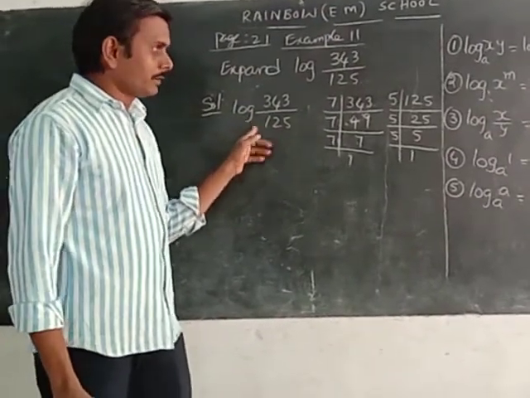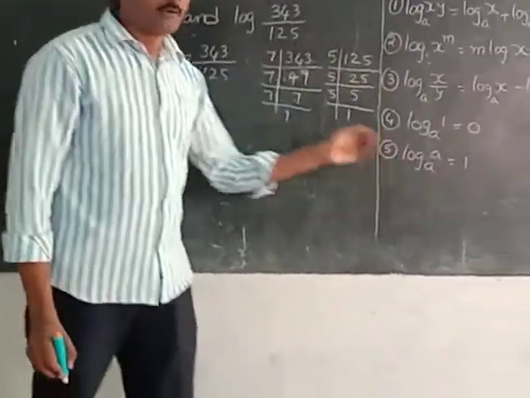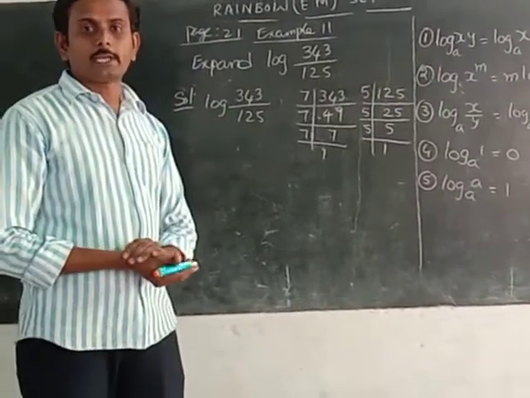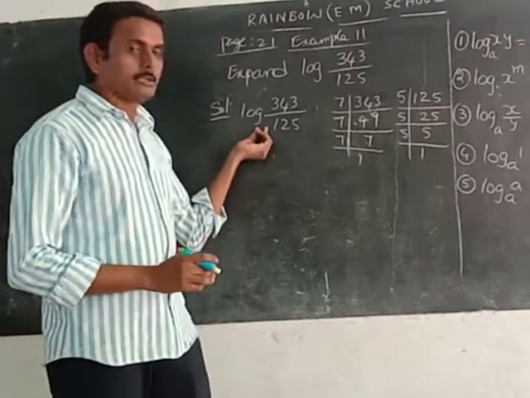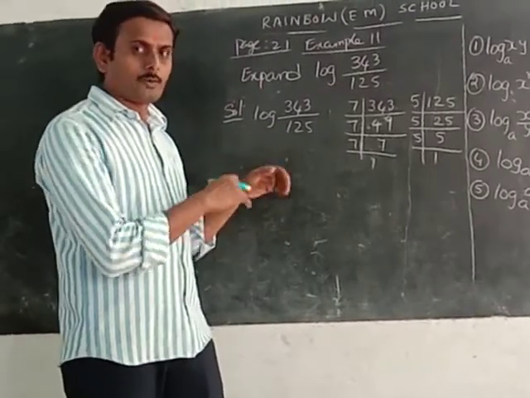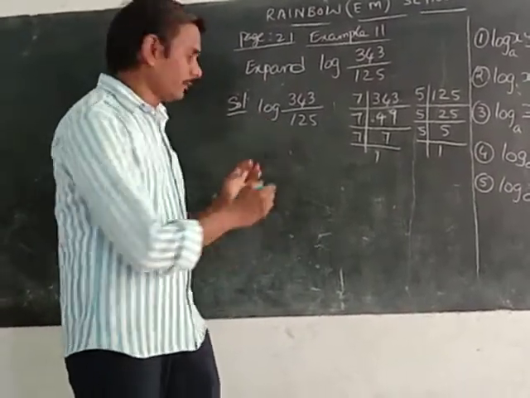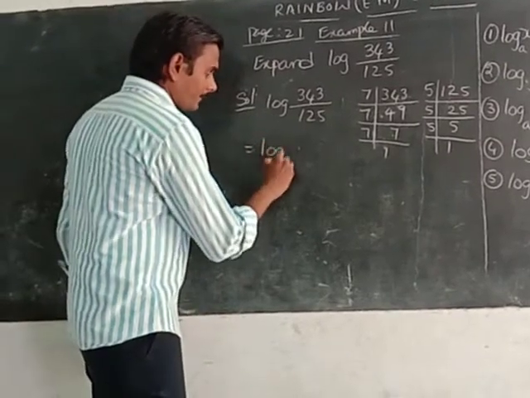Here base is not given, but we have written base a here. Base not given means take it as common base 10. You have to take it as 10. No need to write it here. If you want to write, you can write, no problem. Now we can write log 343.